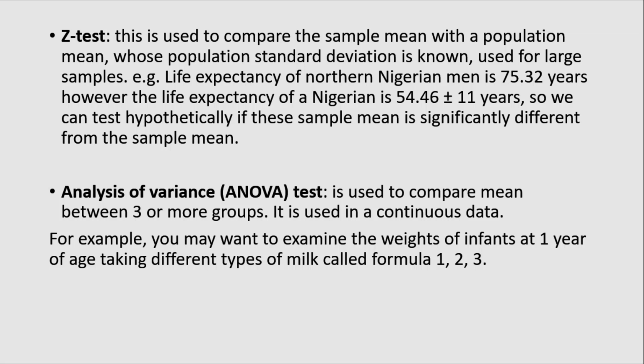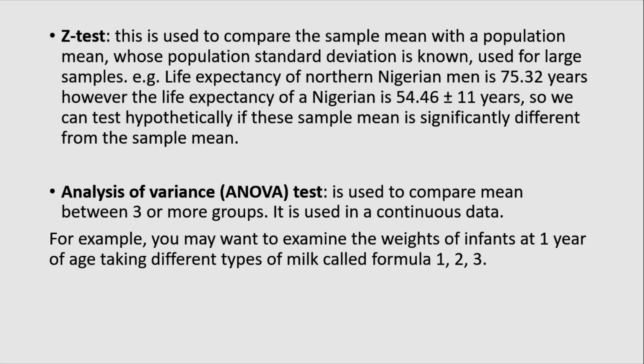Then we come to ANOVA. ANOVA involves comparing the mean between three or more groups. For example, when we are at the paired t-test, we are comparing one group that had the same features, one person having two variables. When we went over to the unpaired t-test, we are comparing the mean between two different samples. But in ANOVA, you are comparing three or more groups.